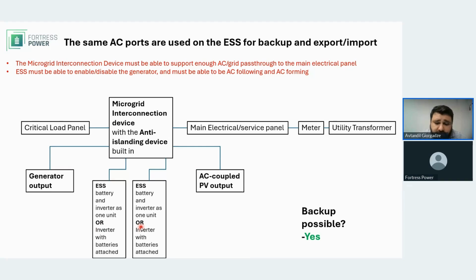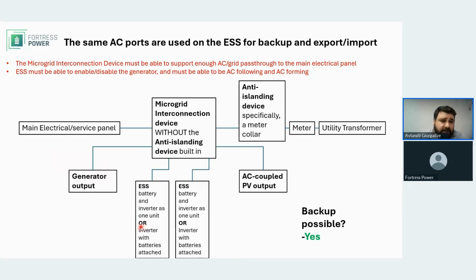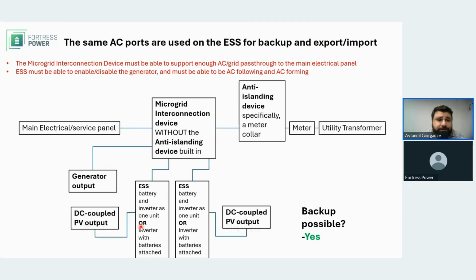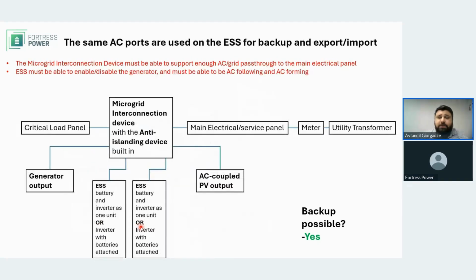partial home backup. So far, we were always covering the main electrical panel, right? Now we have the main electrical panel and the critical load panel. So the meter collar here will not be relevant anymore, right? Because if the meter collar is in place, everything downstream of the meter can be energized. So your microgrid interconnection device, if the meter collar was to be here, would energize the main electrical panel and the critical panel. Whereas we want only the critical load panel to be energized, right?